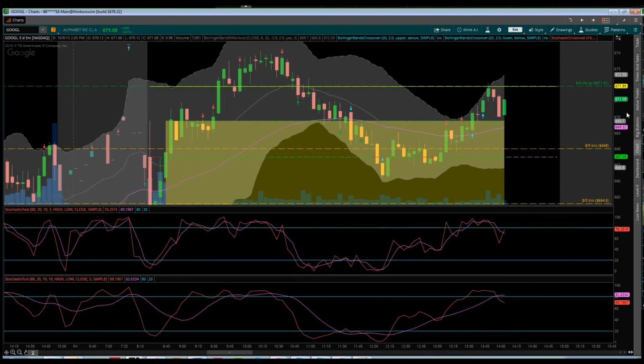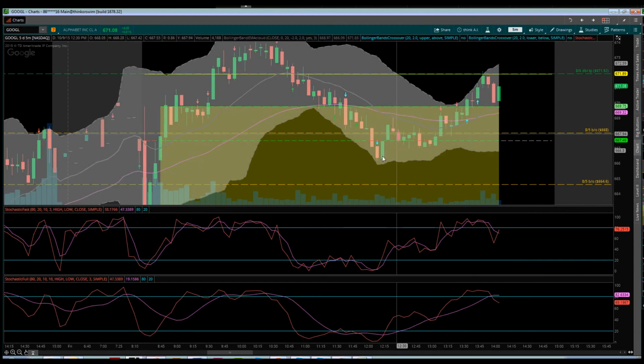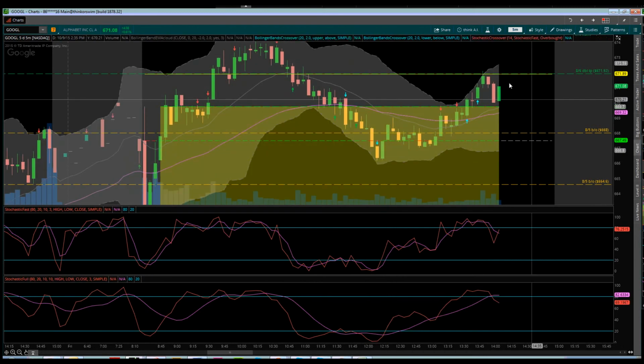Now the plan was that our third entry was actually going to be at the 664 area. Being that we never tested that 664 area, we never actually got our third entry. So currently we're holding two contracts, and I just want to run over some of the price action here based on what we're currently seeing in Google.